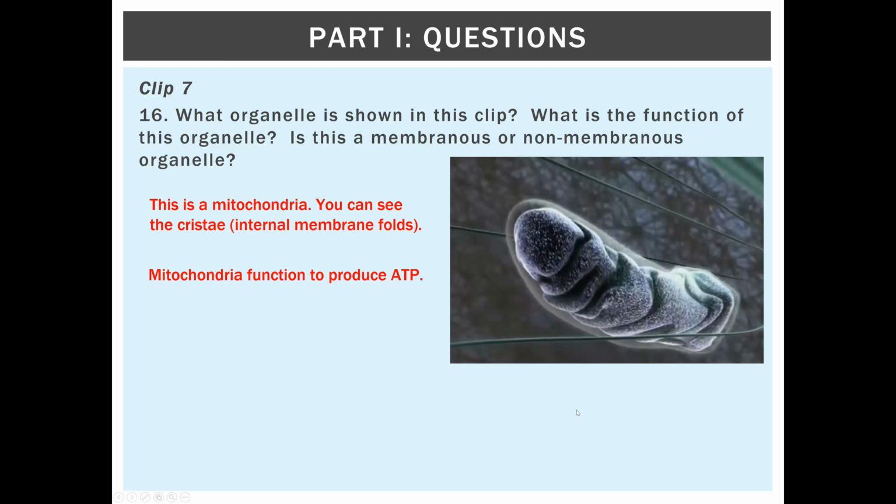Mitochondria's function is to produce ATP. So they are the energy powerhouses of the cell. And mitochondria are membranous organelles. And again, as I mentioned, they have a double membrane. And you can see that the organelles also move along the microtubule tracks, not just vesicles.